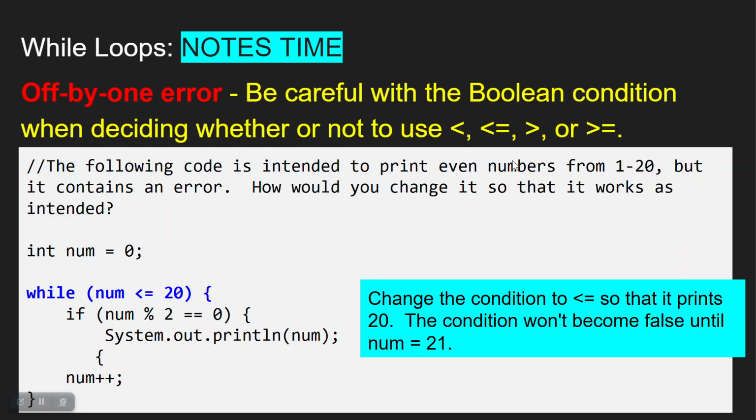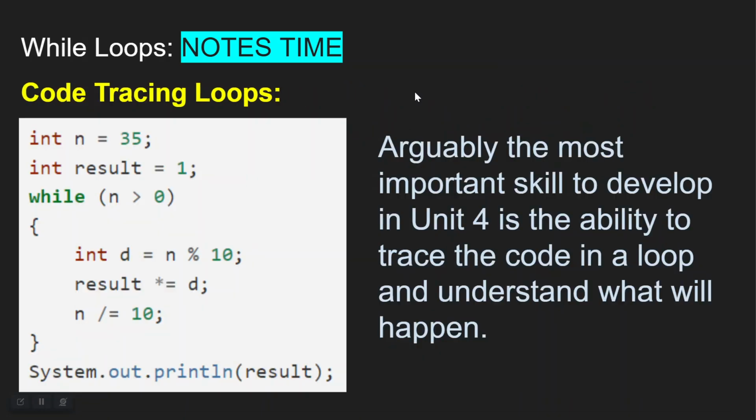And again, it basically just happens when you either forget to include the equal sign or when you include the equal sign when you actually should not. So it's always important to read carefully what an algorithm is designed to do and then see what it actually does. Now, code tracing loops.